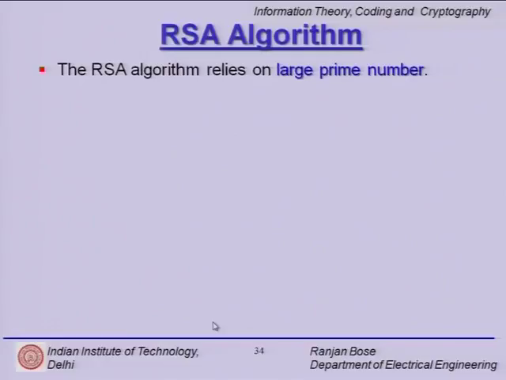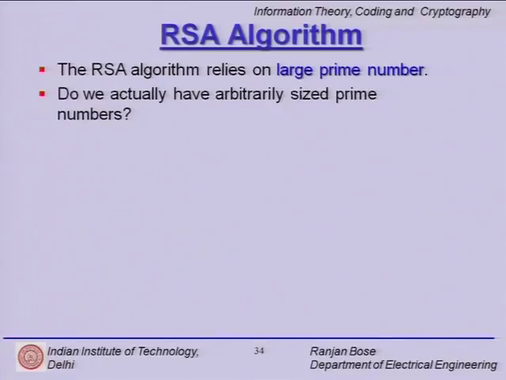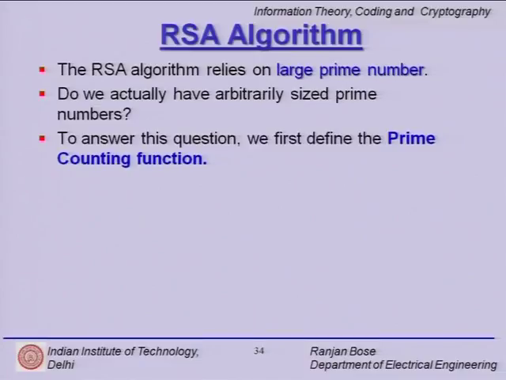So, what does the RSA algorithm rely on? It relies on large prime numbers. But the question again is, if everybody in the world has to use the RSA algorithm, do we have arbitrarily sized prime numbers to begin with, and do we have enough of them, or are we going to repeat these keys? We do not want to; we should have as many keys as possible. So, we would like to answer the question of whether we have enough large prime numbers.